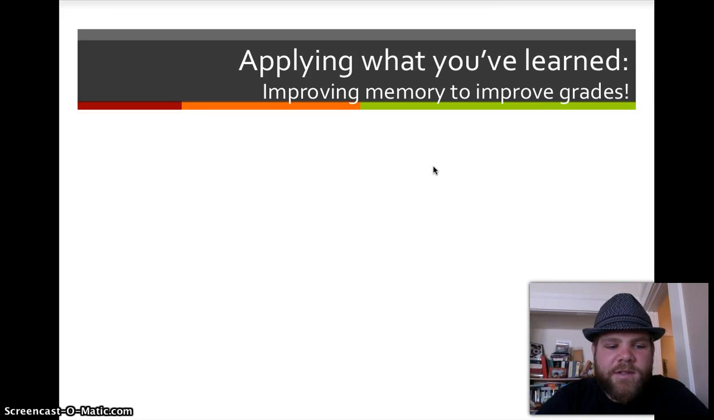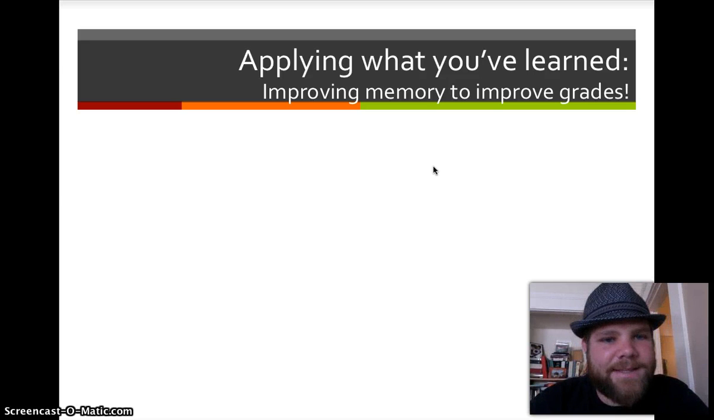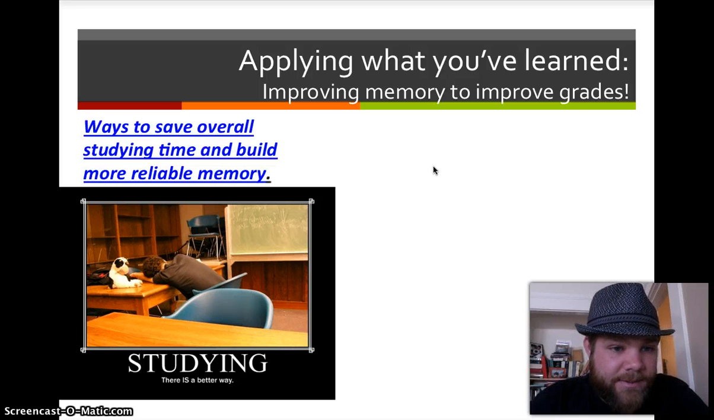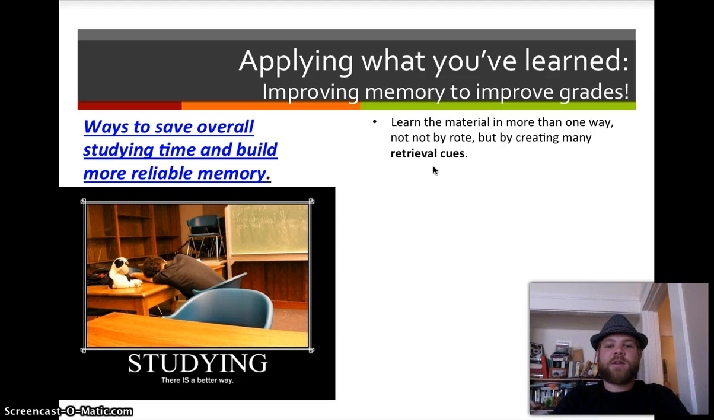And as I said in class, the reason that we did this memory unit starting off the class was because it provides you with some tools to improve your memory, to hopefully improve your grades so that you can pass this AP test. There's a better way to study, trust me. So here are some ways to save overall study time and build more reliable memory. Learn the material in more than one way. Create multiple associations. Don't memorize these things by rote memorization, but by creating retrieval cues.